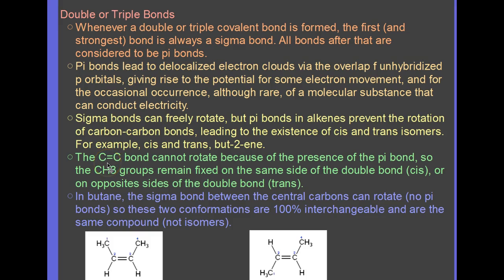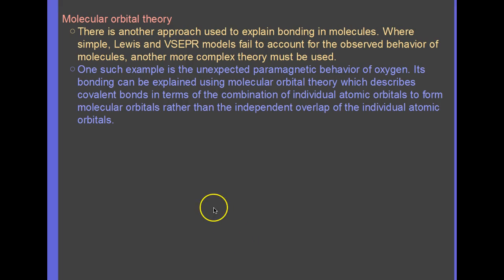The carbon double bond cannot rotate because of the presence of the pi bond, so the CH3 groups remain fixed on the same side of the double bond, cis, or opposite sides of the double bond, trans. We learned a little bit about this maybe in organic chemistry in first year chem. So in butane, the sigma bond between the central carbons can rotate. There's no pi bond. So these two conformations are 100% interchangeable and are the same compound. They're not isomers.